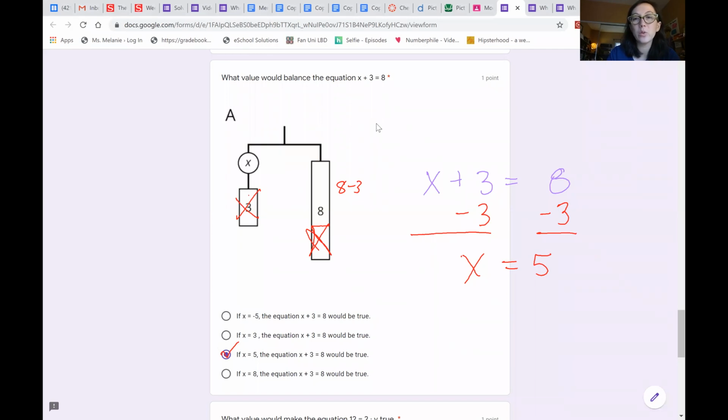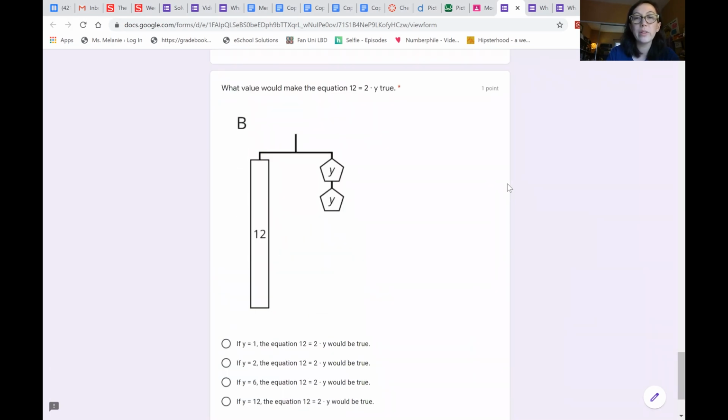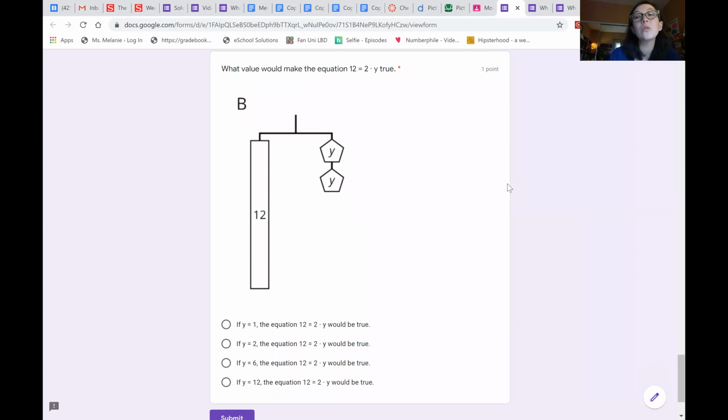Okay, and then there's one more. What value would make the equation 12 equals 2 times y true? So again, you could use the same strategy as before: I could try out each value, or we could look at the picture, or we could do it algebraically. So if I try them each out, it is 12 equals 2 times y. I try out y equals 1. Does that work? 12 equals, oh.